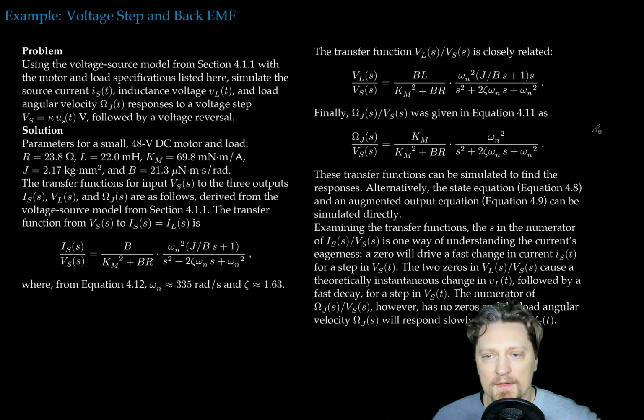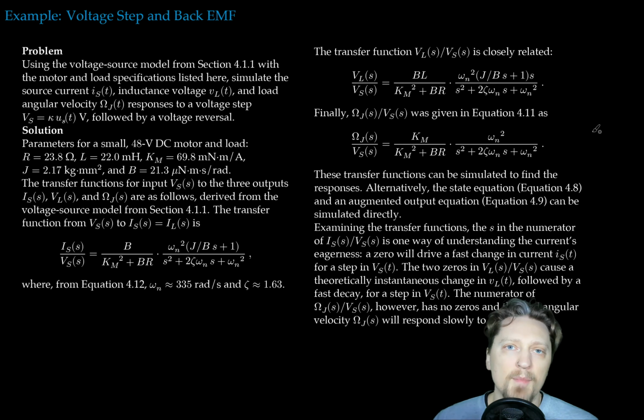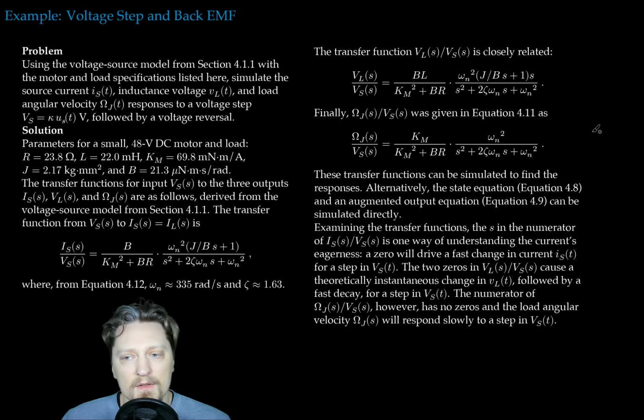These transfer functions can be simulated to find the responses. Alternatively, the state equation and an augmented output equation can be simulated directly. Examining the transfer functions, the s in the numerator of Is over Vs is one way of understanding the current's eagerness.